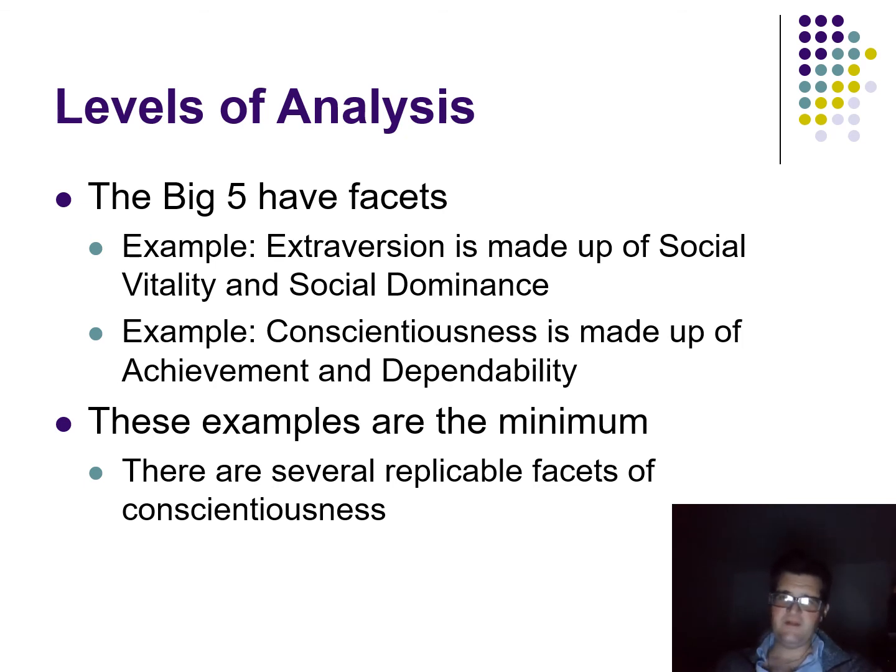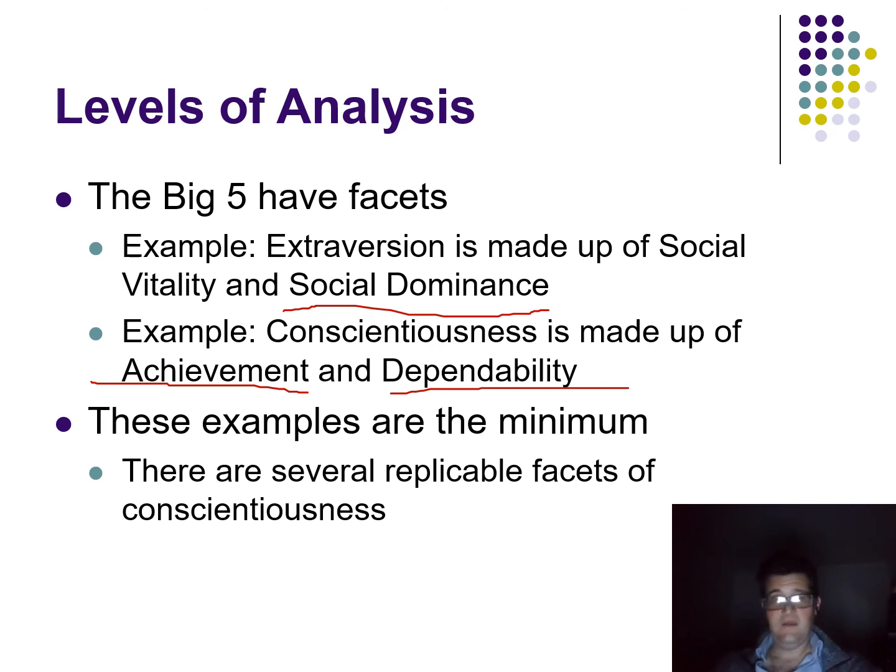We probably don't need to spend a lot of time on this, but the basic idea here is that the Big Five have facets. The example here is that extroversion is composed of social vitality, which is sociability, the part where it's like, I want to go to parties, and social dominance or social assertiveness, which is sort of like leadership-like tendencies. And conscientiousness has facets of, at the very minimum, achievement and dependability.